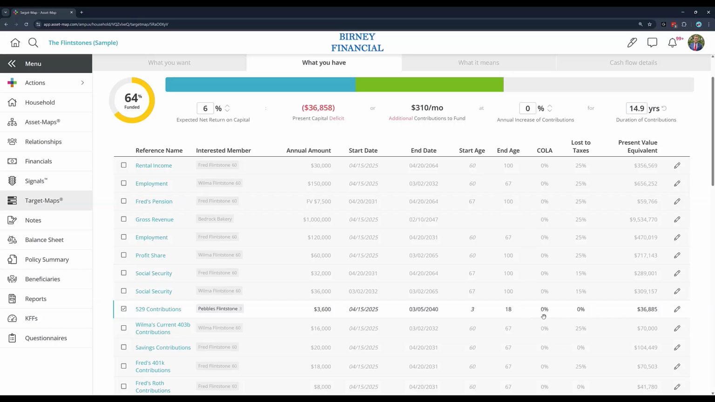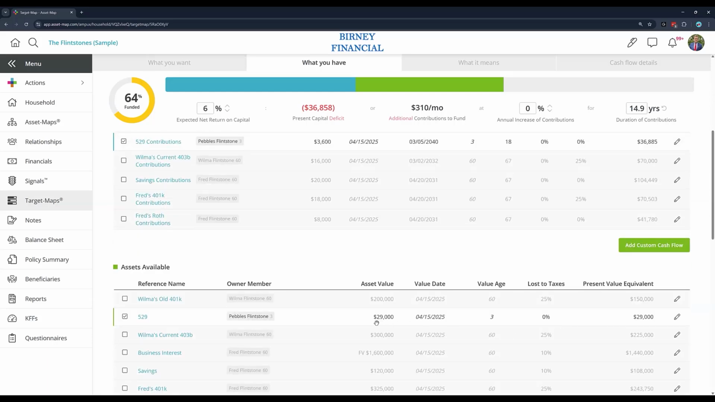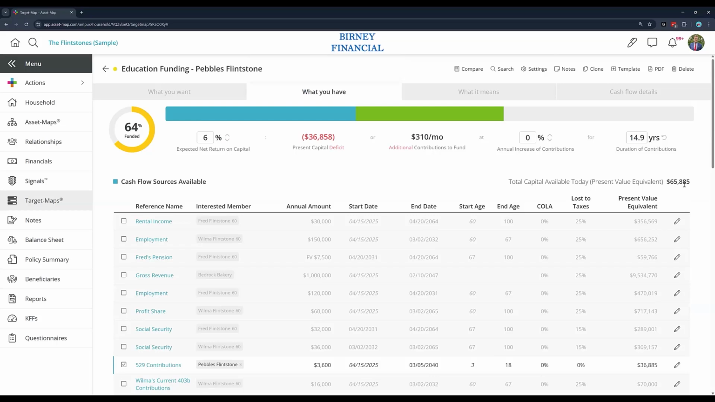But I'm not just using all those future contributions. I'm also, of course, using down here the actual asset value. This thing is currently worth $29,000. Nothing lost to taxes. All this growth is tax-free for qualified stuff. So I'm using the whole value, $29,000. So what I do is I add both of those up together: the asset value itself and the present value equivalent of all those future contributions. Today, they're worth together about $66,000.